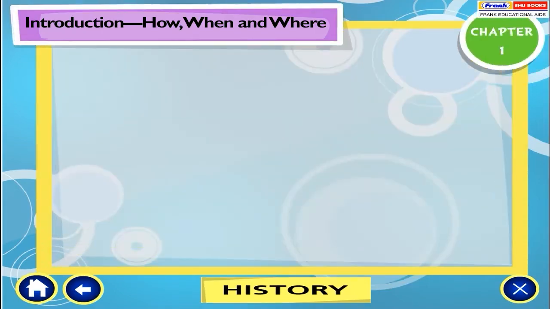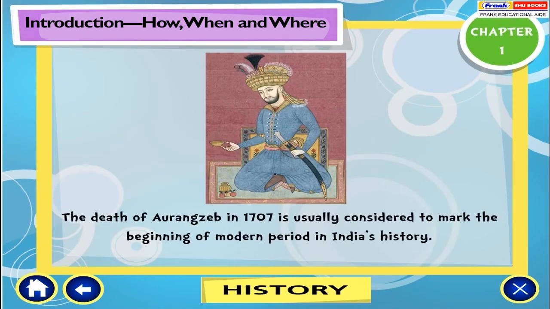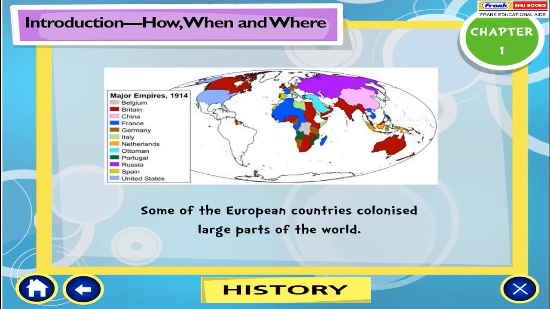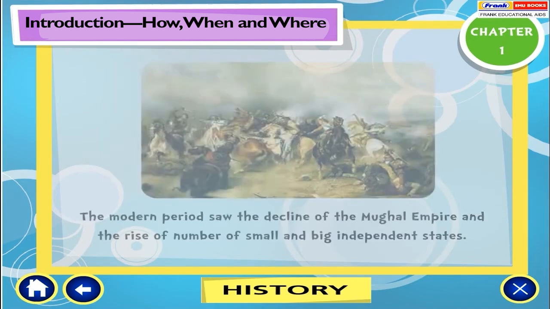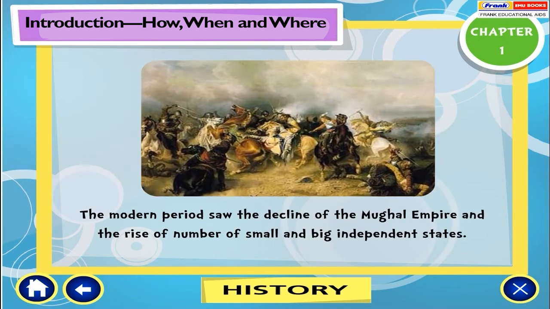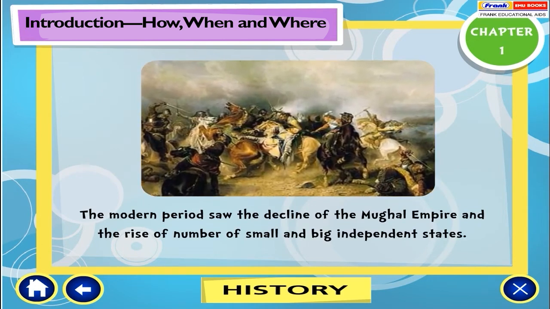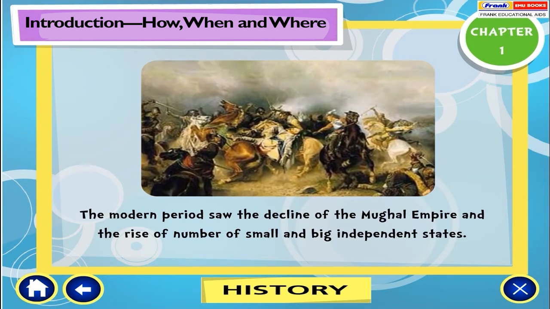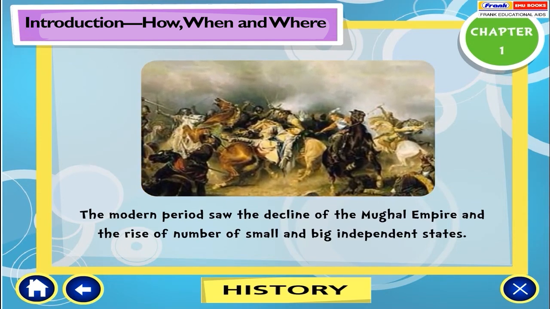When, where, and how? The death of Aurangzeb in 1707 is usually considered to mark the beginning of the modern period in India's history. Some of the European countries colonized large parts of the world. The modern period saw the decline of the Mughal Empire and the rise of a number of small and big independent states.